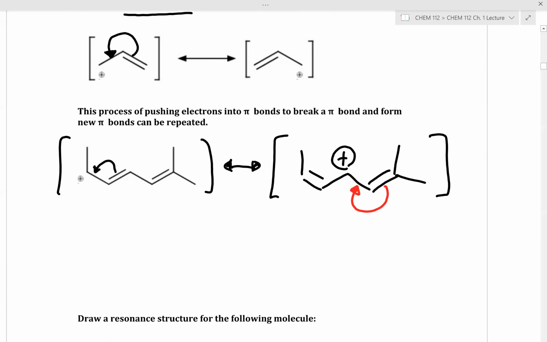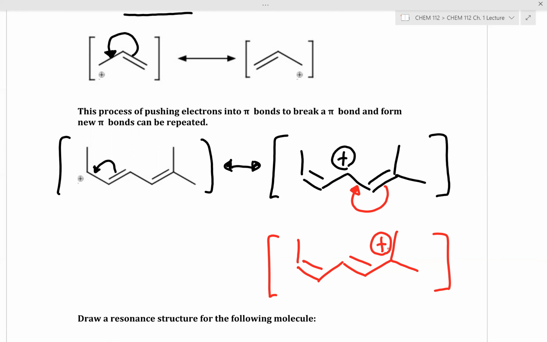So let's showcase that. Oops, that's a little ugly. Let me fix that to make it more aesthetically pleasing. Here we go. So here's our third potential resonance structure.